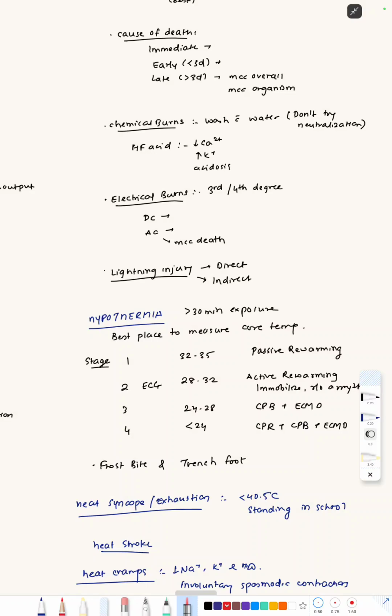Then in stage 3, the patient becomes completely unconscious, but however the vitals are present. So it is 24 to 28 degrees Celsius. Here you need to do cardiopulmonary bypass plus extracorporeal membrane oxygenation. Stage 4 patient, there are no vital signs, less than 24, so you can give cardiopulmonary bypass, CPR and extracorporeal membrane oxygenation.